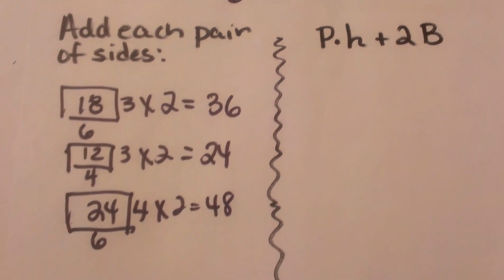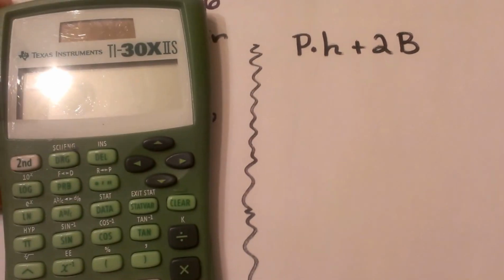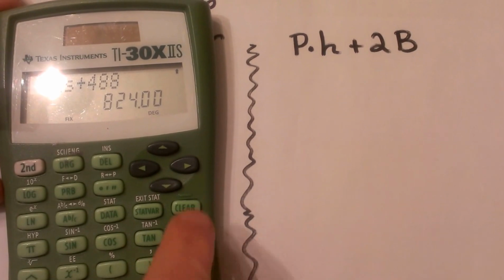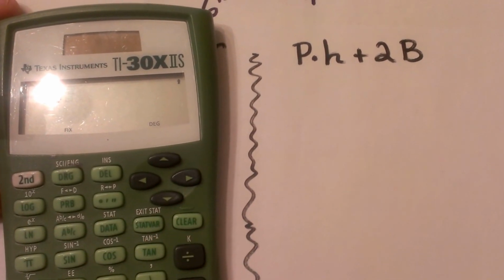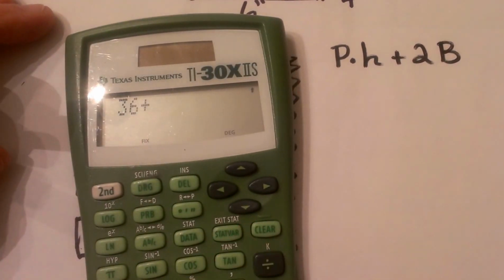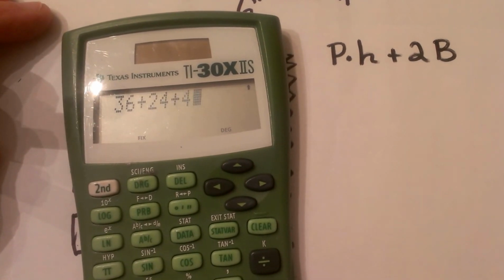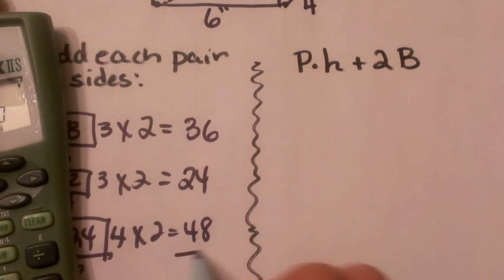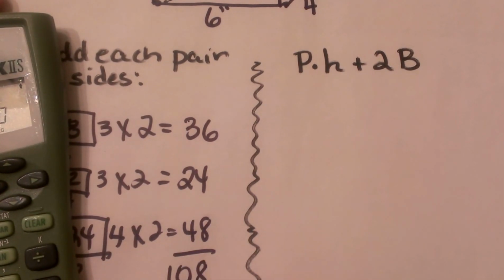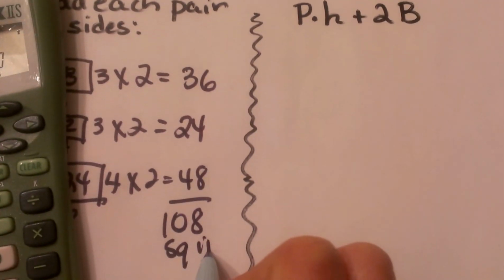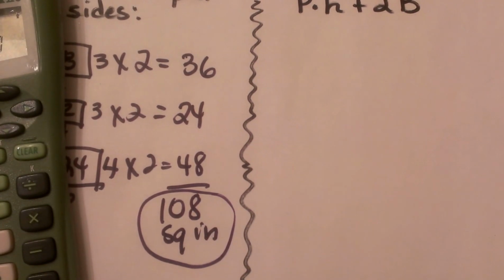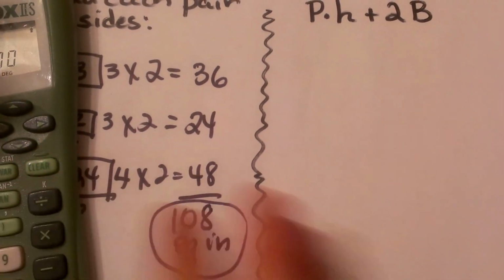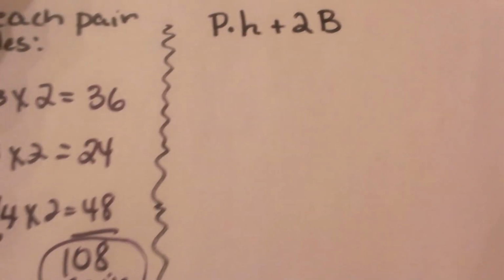Now let's add that all together. So let me grab my calculator. I've got 36 plus 24 plus 48. And that adds up to 108. So it's 108 square inches. And that is my total surface area. Okay, so that's one method. Now let's go over here and look at the second method.